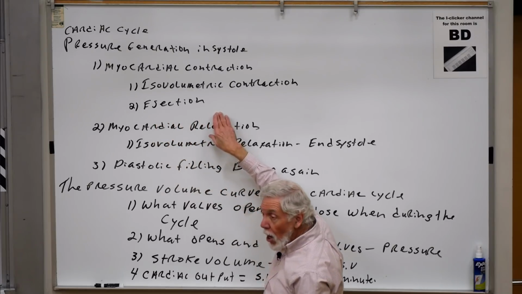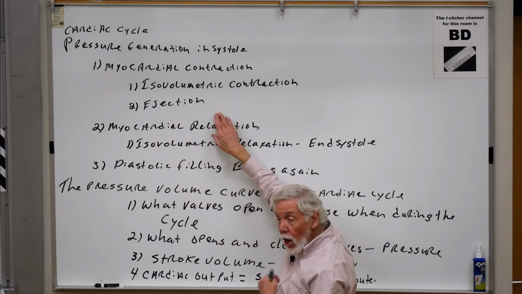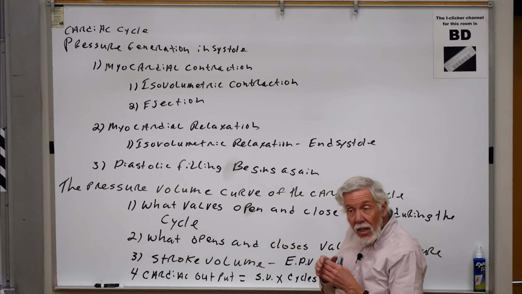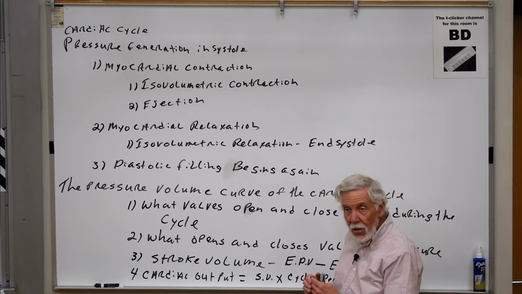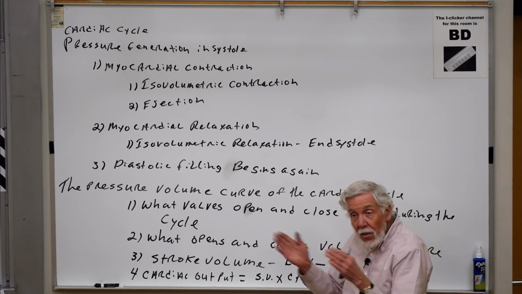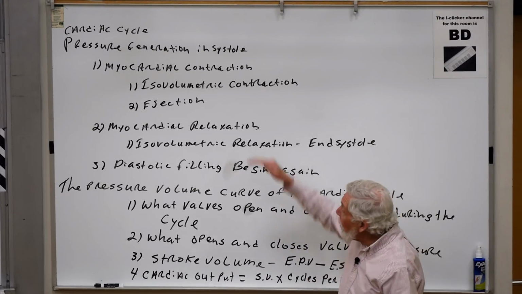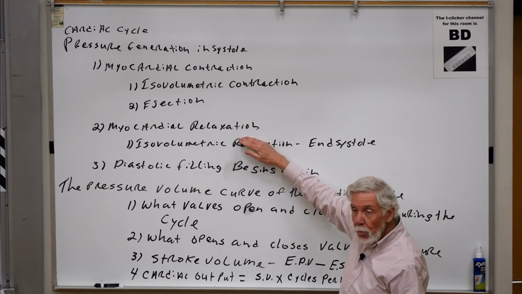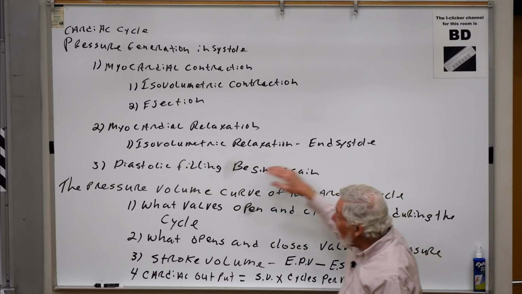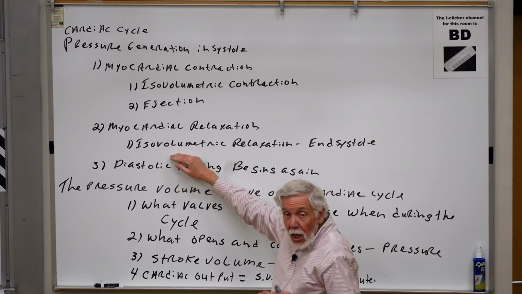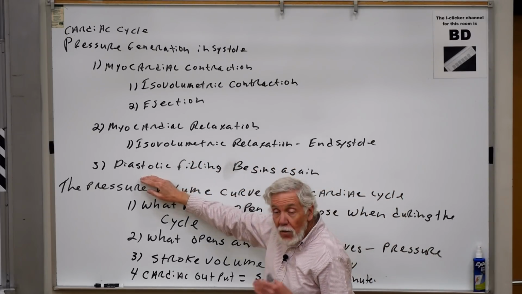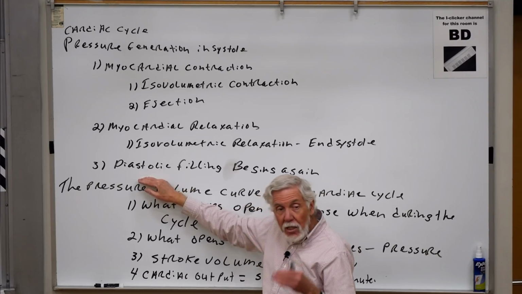This goes on until the pressure on the far side of the valve is greater than the pressure on the chamber side of the valve. When the pressure on the far side of the valve is greater than the pressure on the chamber side, the valve snaps shut. When the valve snaps shut, then relaxation begins. There's a period of isovolumetric relaxation. Isovolumetric tells us the volume's not changing. The muscle is relaxed. And at this time, we begin the process of diastolic filling. So the cycle begins again.